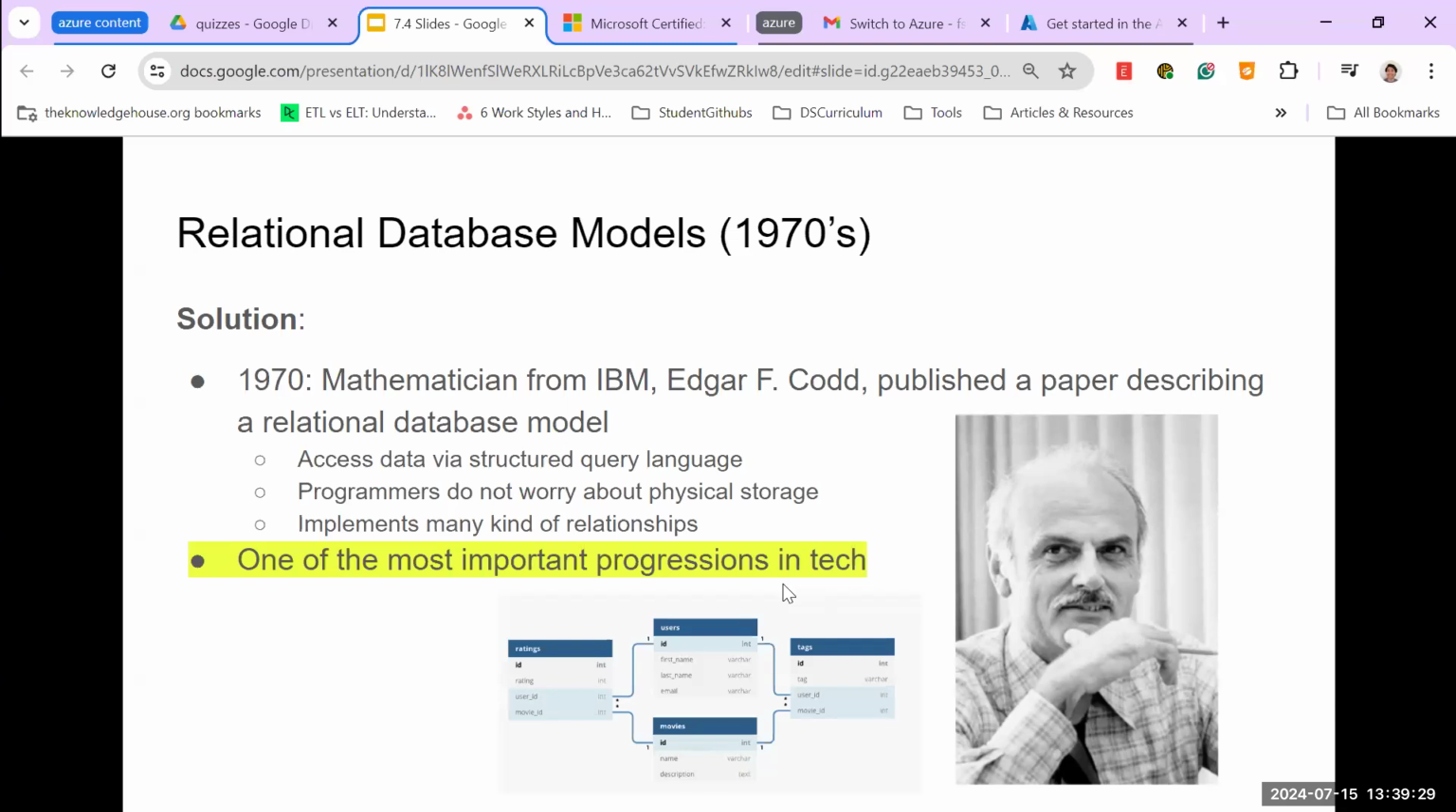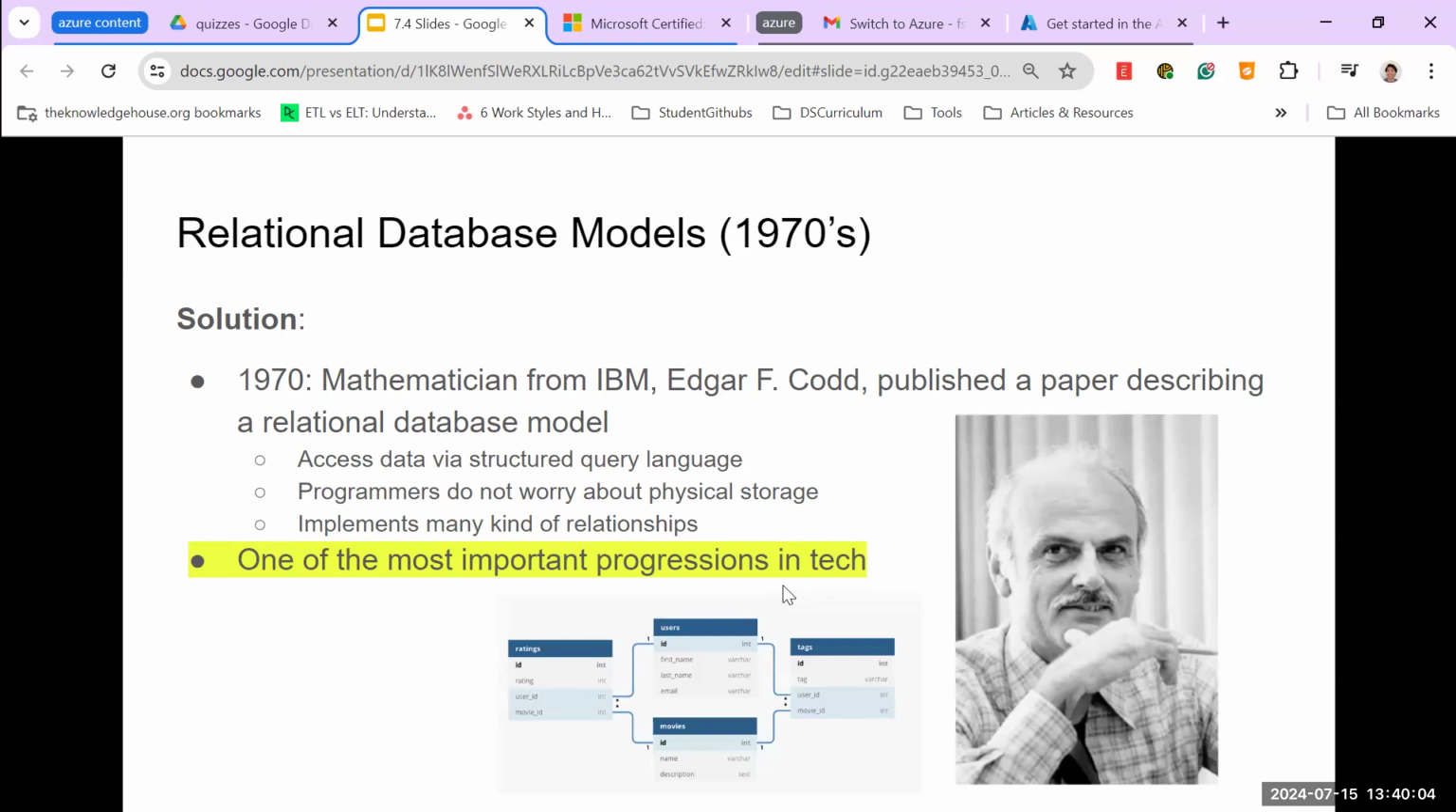Access data via a structured query language. Do me a favor and read the first letters of that phrase, structured query language. See what you find out. Programmers do not have to worry about physical storage. And finally, the relational database implements many kinds of relationships, one-to-one relationships, many-to-one, and you don't have to worry about a hierarchy throughout this entire model.